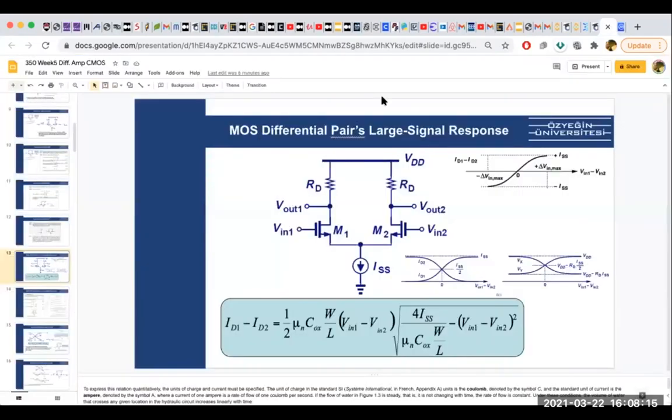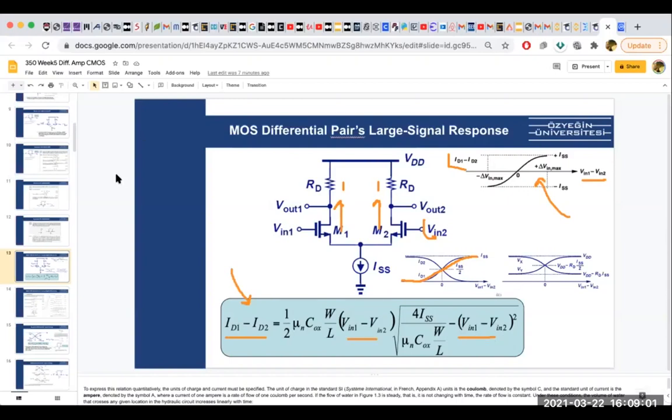Well, there is this strange curve. We explained it in the previous slides. The curve was: when the input is strong on one side, it was pulling all the currents, and if the other one is strong, then that one was pulling all the currents, right? If we take ID1 minus ID2, which is this current minus this current, versus V in 1 minus V in 2, and derive the equations, we can formulate this curve, the outputs in terms of inputs. It becomes a complicated function.